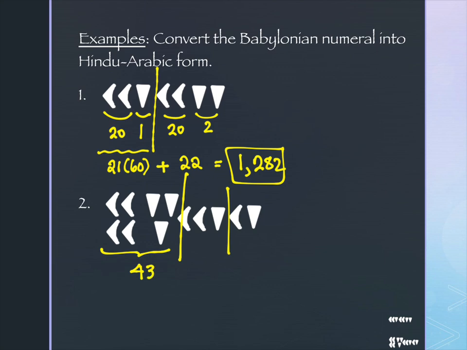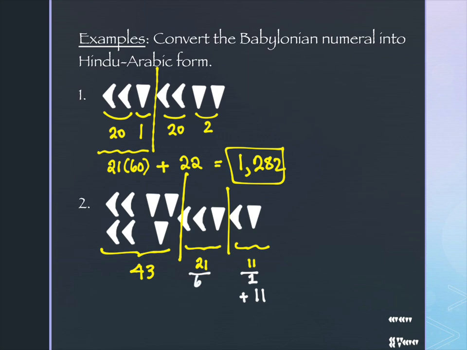43, right? 4 10s, 3 1s, I've got 43. In the middle, I have 2 10s and a 1, 21. And at the end, I have 1 10 and 1 1, that's 11. But I'm in base 60. So I have this 11 at the end. It's in the ones place, that's fine. So this is the ones place.